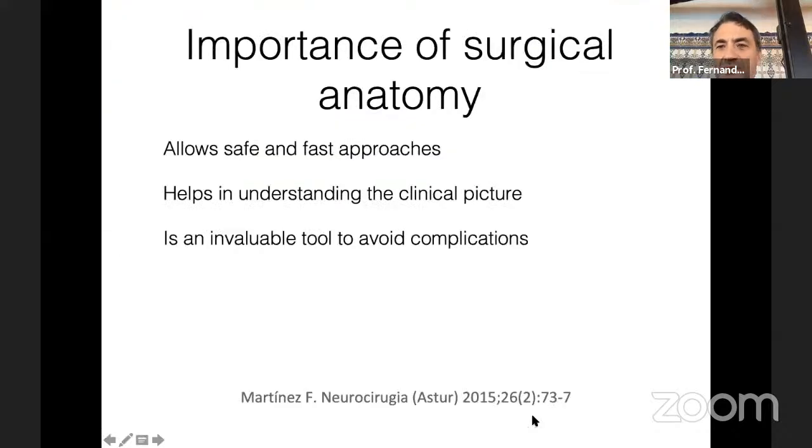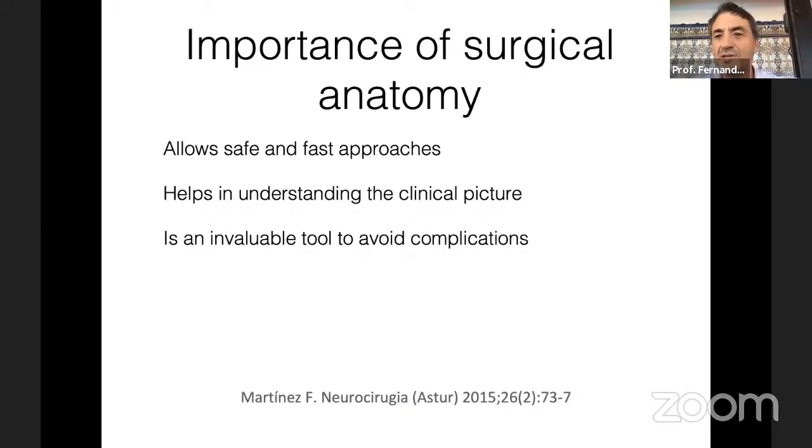So what is the importance of surgical anatomy? Obviously, it allows us to make safe and fast approaches, helps us understand the clinical picture of our patients, and for me it is an invaluable tool to avoid complications. If you know surgical anatomy, you know in which places are the structures that you need to respect.